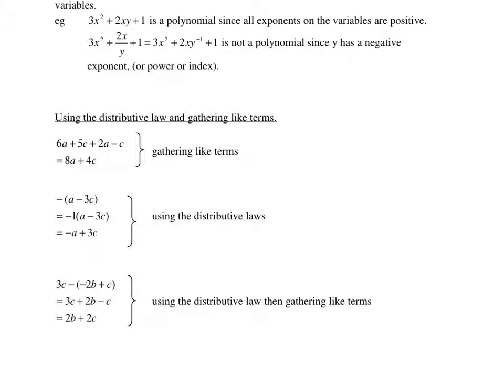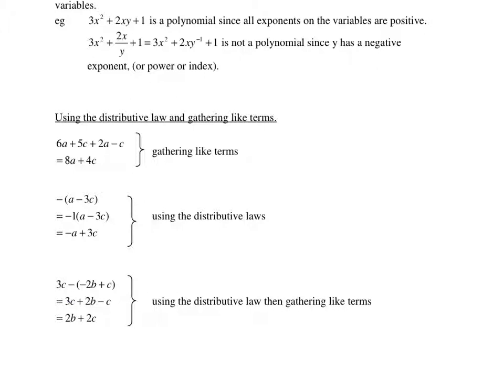So then moving on, using both those rules in conjunction, if we want to simplify 3c minus, in brackets, negative 2b plus c, we'll need to expand the bracket first. So negative 1 multiplied by negative 2b is positive 2b. Negative 1 multiplied by c is negative c. So then, once the bracket is expanded, we can then simplify or gather up the like terms.